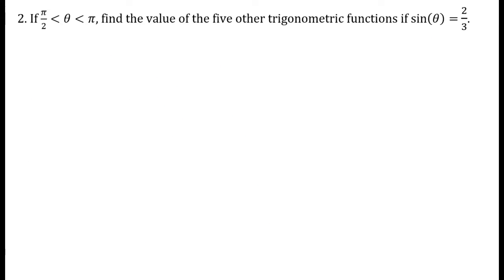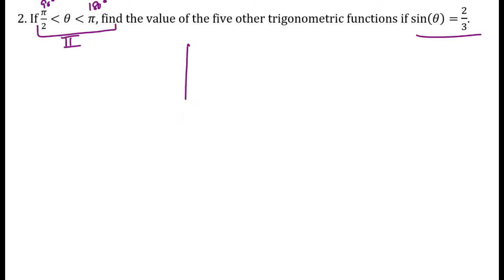Number 2, if pi over 2 is less than theta, which is less than pi, well, let's stop and decode what this means. Pi is 180 degrees, so half of that is 90 degrees. So theta is in quadrant 2. That's what we're trying to get from that piece of information there. Find the value of the 5 other trigonometric functions if sine of theta is 2/3.